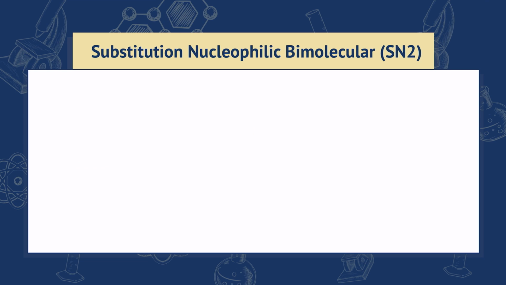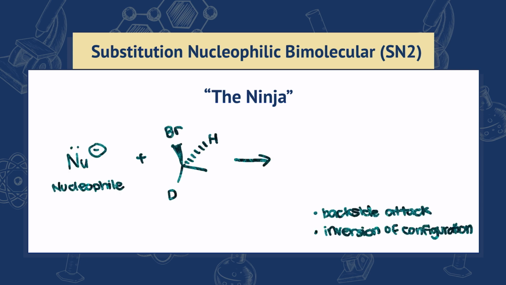With that, let's start with our first reaction for today, which is the substitution nucleophilic bimolecular or SN2 reaction. And if there's one thing that I'd associate this with, I'd like to think of a ninja. So why ninja? Let's say we have this reaction, the nucleophile and your substrate, which is this one.